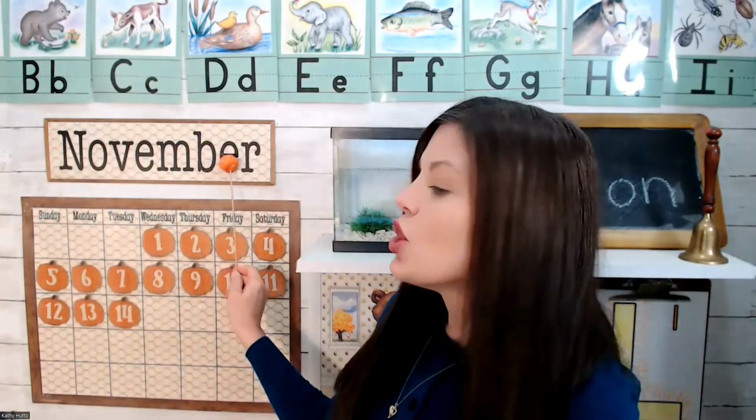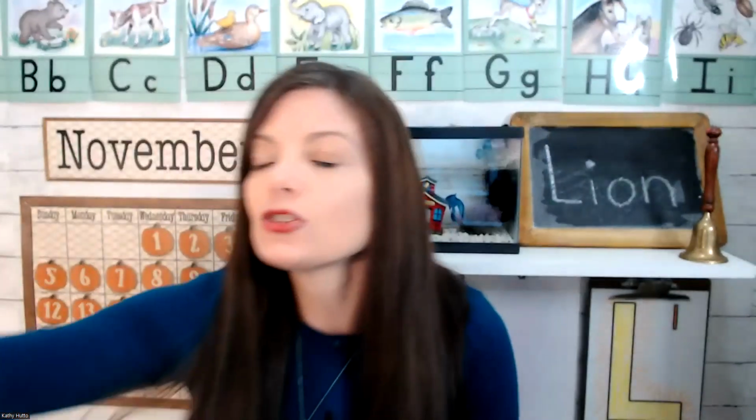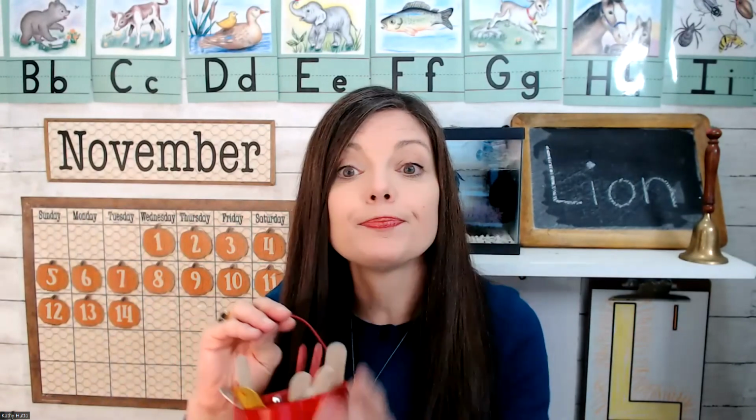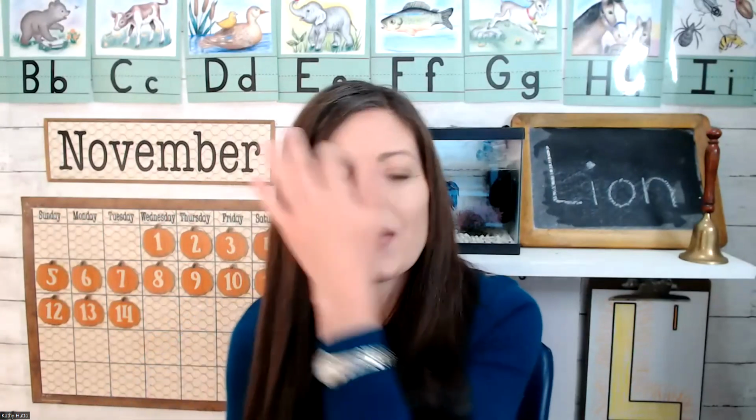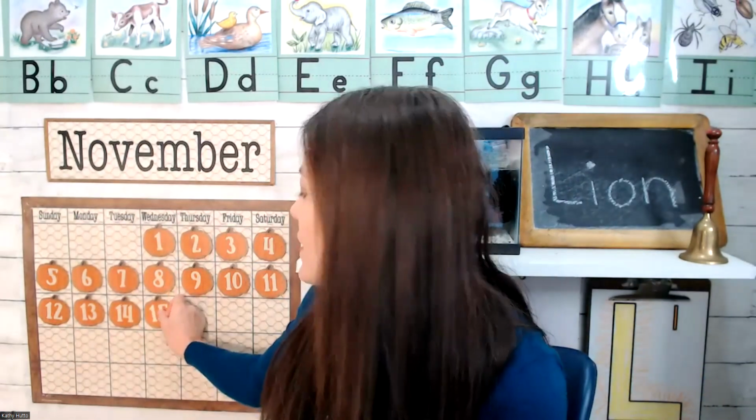The month is November, and let's reach into our can and see how we're going to count today. Okay, we're going to be lions today. Lion claws. So maybe you can make your fingers go like this, like lion claws, as we say each of the numbers. All right, so are you ready? Here's today's number. Let's count.